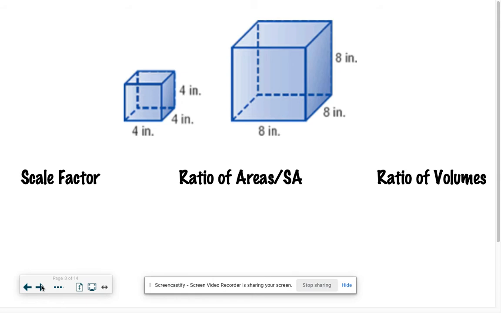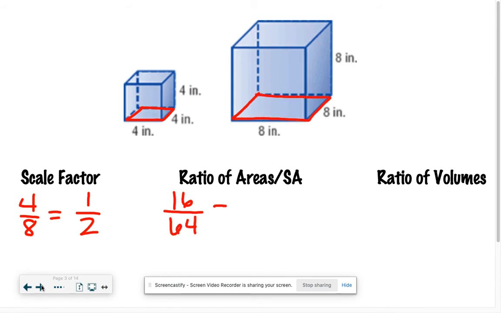Okay, so if we review just a tish from last chapter, our scale factor here, I know you don't have this in your notes, but just kind of hang with me for a second here. We pick matching sides, right? So I'm going to have 4 to 8. And we know we reduce that to 1 to 2. The ratio of our area, so if I wanted to find the area of that little guy, 4 times 4 is 16. This area, 8 times 8 is 64. If I reduce that, I'm going to get 1 to 4. 16 goes into 64 4 times.